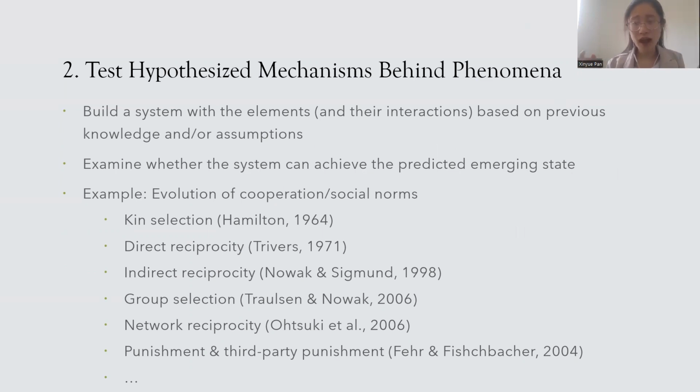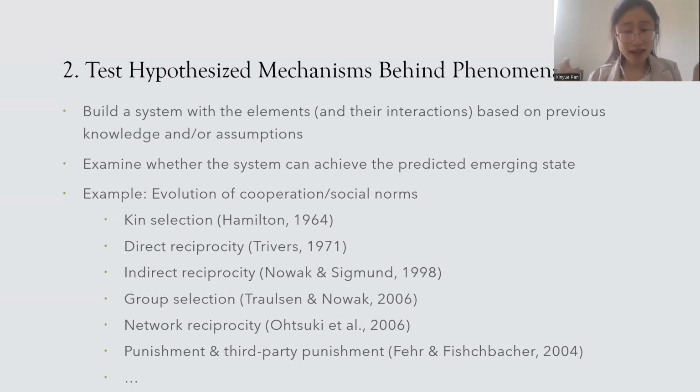And if so, that means your hypothesis, the mechanism, or your hypothesis of human behaviors is at least consistent with observed data or predicted phenomena. An example of this is where researchers use EGT models to study why people follow social norms or why they cooperate. And these are all the mechanisms that they hypothesized. The way they do it is that they implement different mechanisms in the model and see whether the population ended up cooperating. And if so, that means the mechanism they implemented is one of the explanations for the evolution of cooperation.